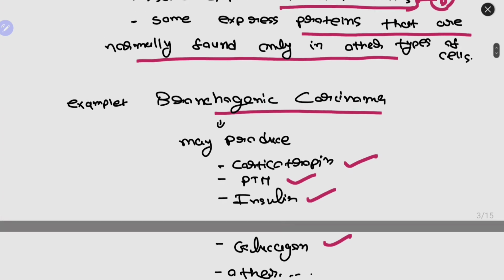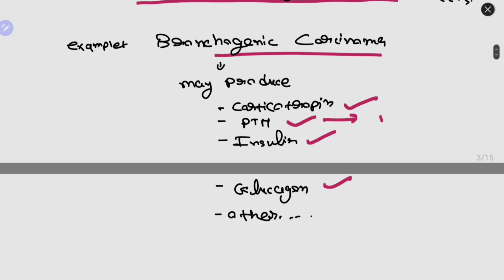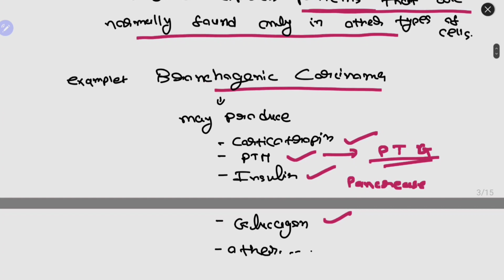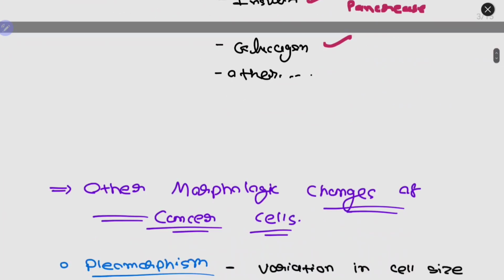So it explains this: some express the proteins that are normally found only in the other type of cells. Like parathyroid hormone is only secreted by the parathyroid gland, isn't it? Insulin only by the pancreas. Okay guys, but in bronchogenic carcinoma, the cancer cells secrete these proteins.